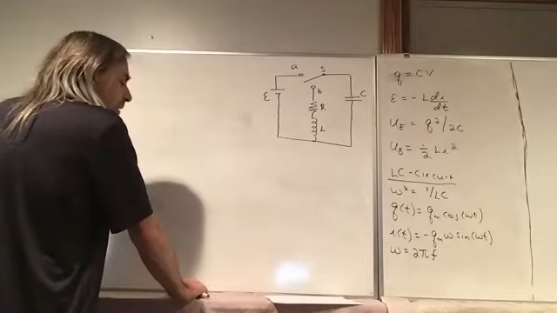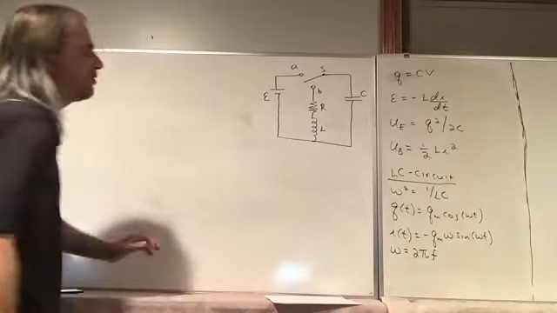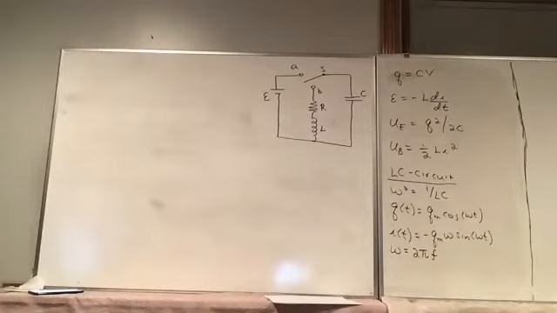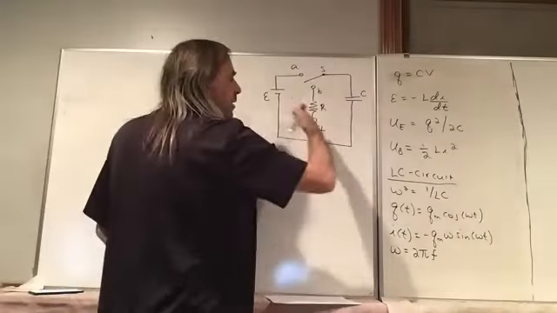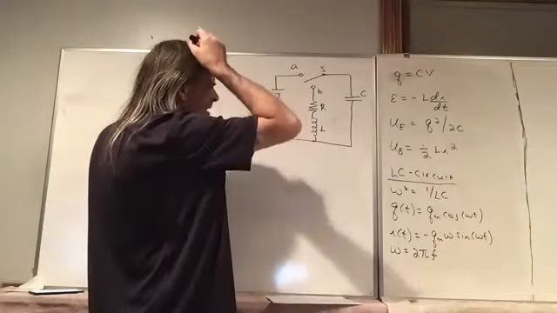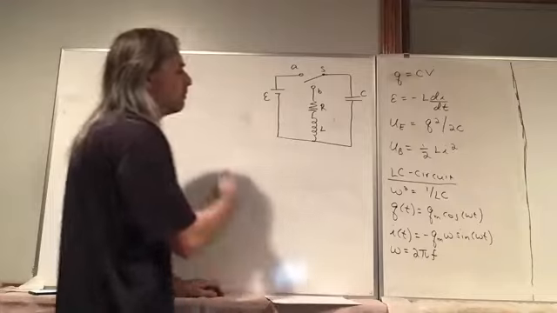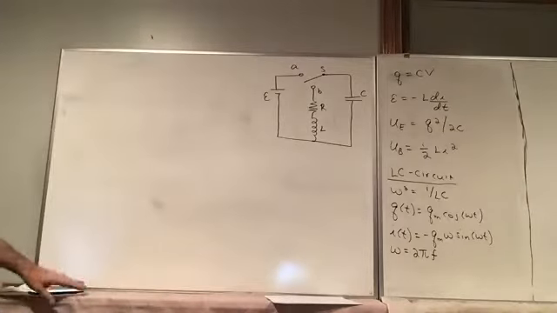Let's look at it in terms of conservation of energy. That might be a better way to set this up. So let's look at the rate of change of energy. So energy is going to be... the battery is removed from the circuit.